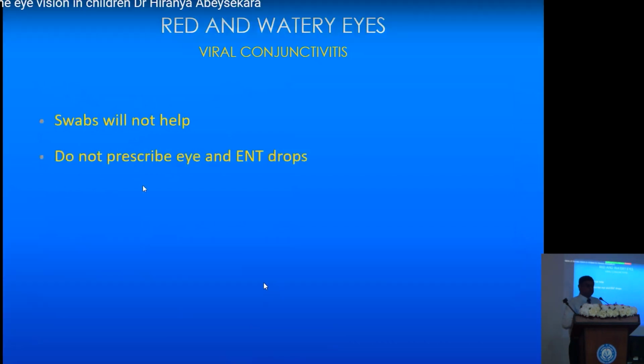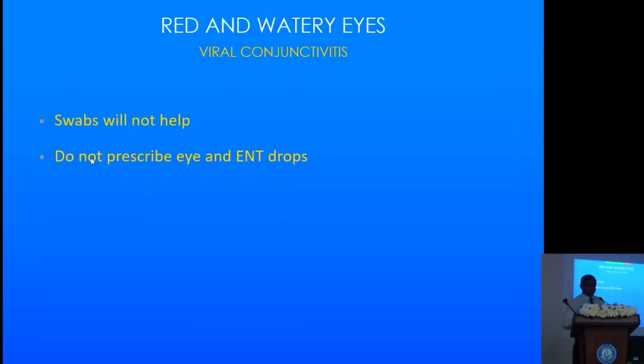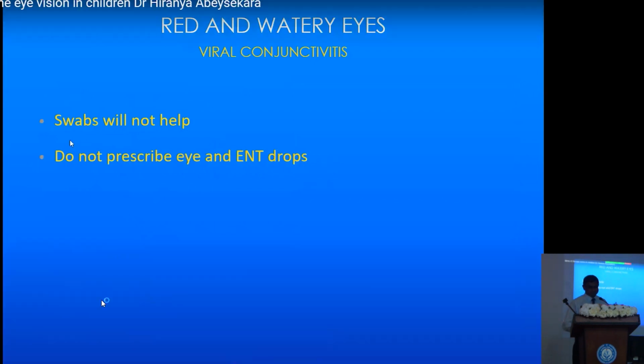And the other thing you have to avoid is the common ENT and eye drops. So just look at the label. If the label says ENT and eye, don't prescribe. The eye is a much cleaner organ in your body, not like your ear. Right? So I'm just joking. If any ENT doctor is here, please forgive me.